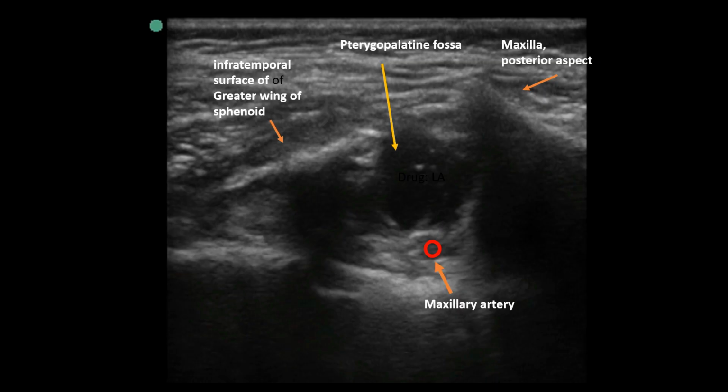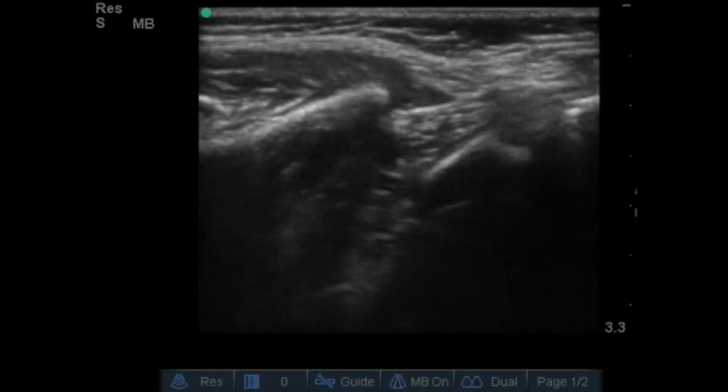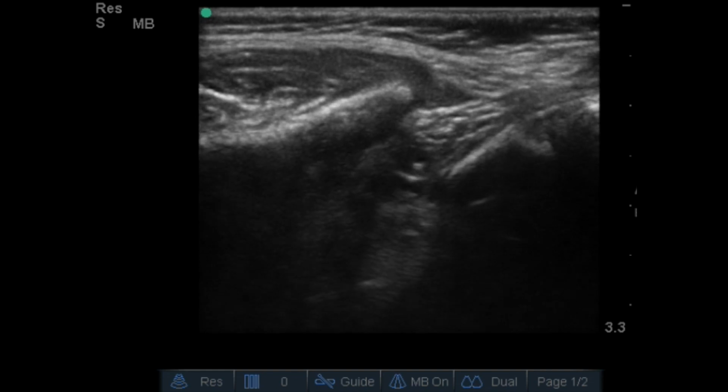Here's the ultrasound scan. Note the greater wing of sphenoid and maxilla casting their acoustic shadows. And the pterygopalatine fossa, our destination, and the maxillary artery. The needle entry here is out of plane. And also, the hydrodissection caused by the local anesthetic, which is anechoic, is distinctly seen.